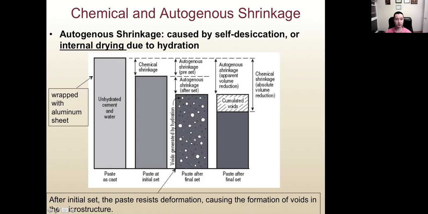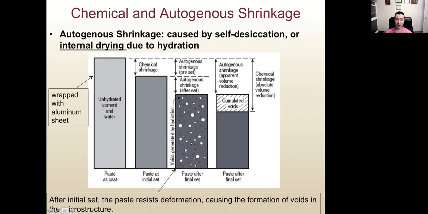Let's look at this. Let's say we have unhydrated cement mixed with water, and we wrap this cement paste with aluminum sheets. That will ensure water will not evaporate to the air, so there is no plastic shrinkage and no dry shrinkage. But chemical shrinkage will happen, and we know that due to chemical shrinkage, the total solid volume plus liquid volume will be lower.